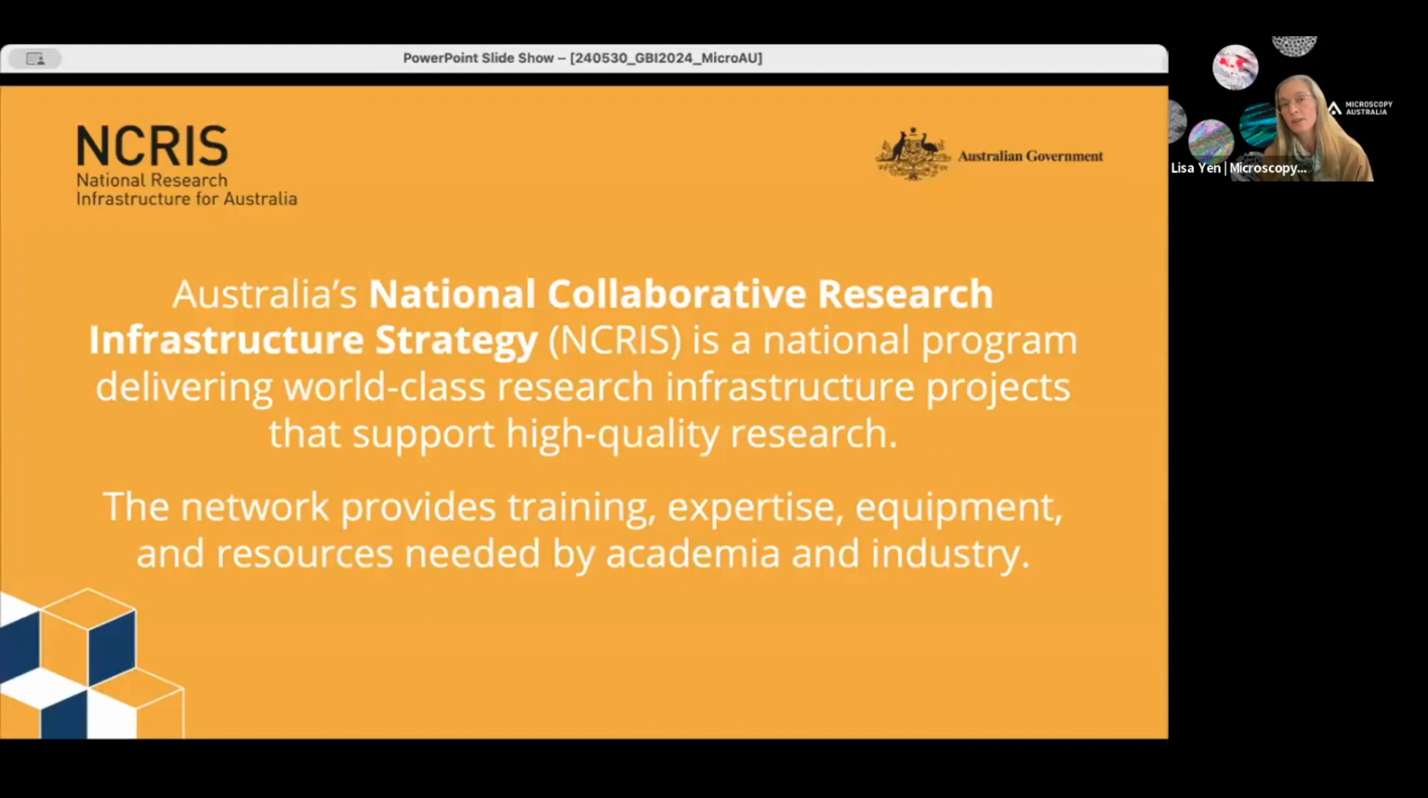I wanted to also tell you a little bit about the national scheme for Australia, which is our National Collaborative Research Infrastructure Strategy. This delivers world-class research infrastructure to support high-quality research. One of the strengths of this particular program is that right from a very early point, it recognised that it was both the kit or the equipment, but also the training, the expertise, and the resources or collections that are needed by industry and by researchers. And so it's that combination that comes together as a national program to enable those outcomes.